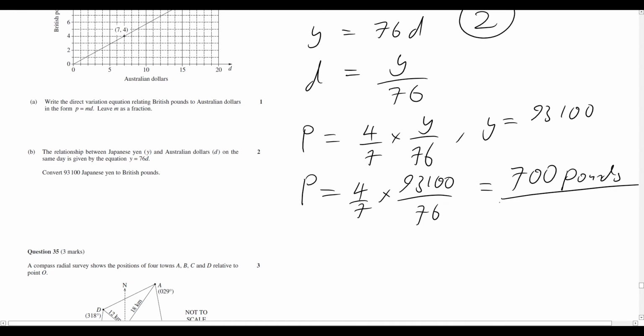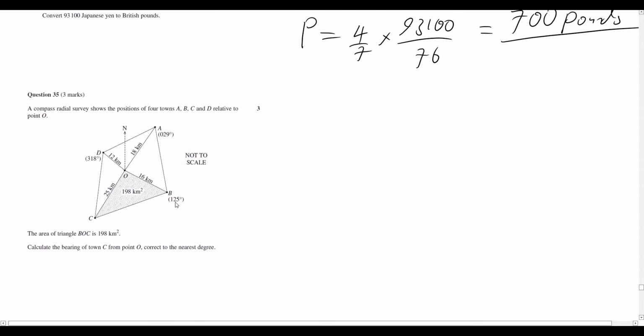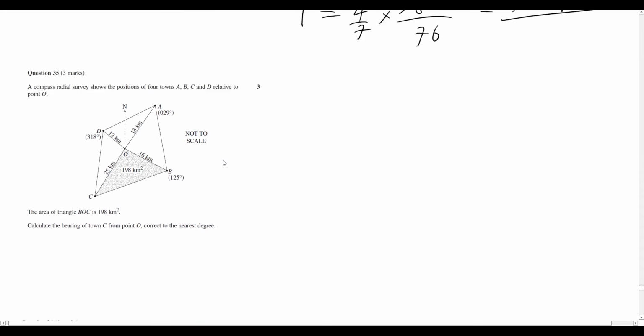And that's our answer for part B. Now, moving on to question 35. A compass radial survey shows the position of 4 towns, A, B, C, and D, relative to point O. The area of triangle BOC is 198 kilometers squared. Calculate the bearing of town C from point O, correct to the nearest degree.